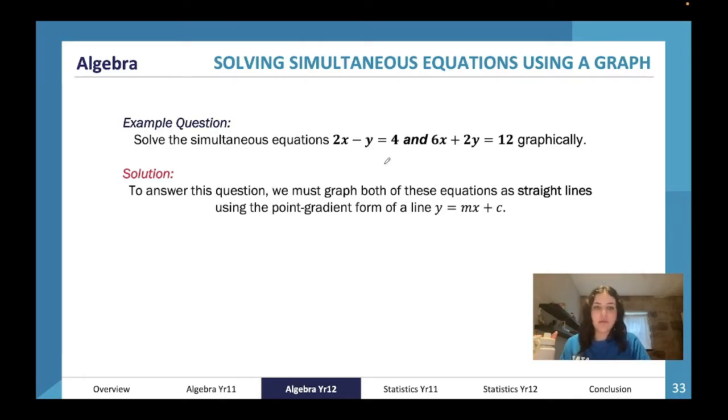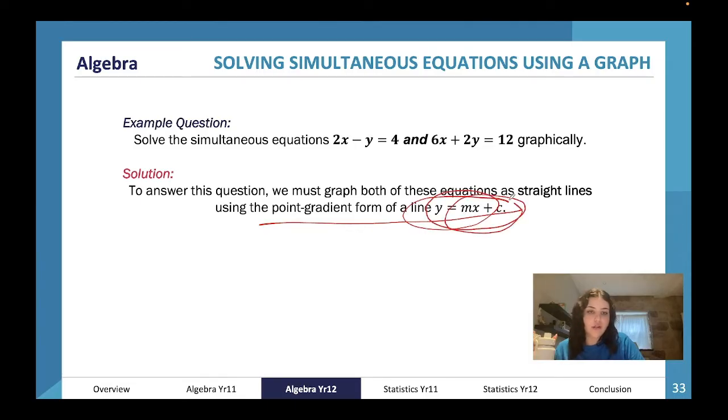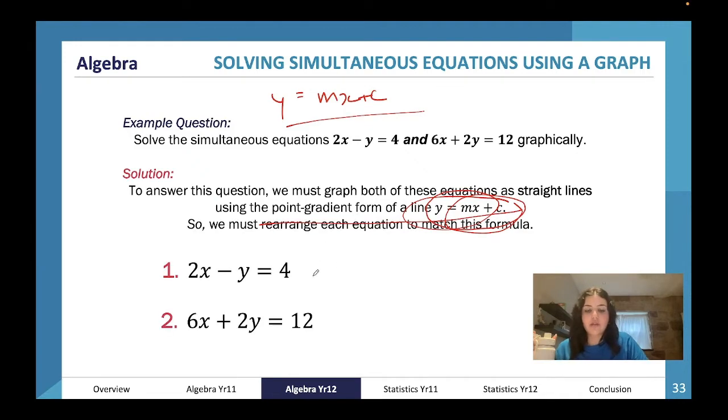To answer this question, we have to graph both of these equations as straight lines, and we're going to use the point gradient form. Very important. We're going to use y equals mx plus c. Very important. So we're going to rearrange each equation to match this formula. So how are we going to do that?